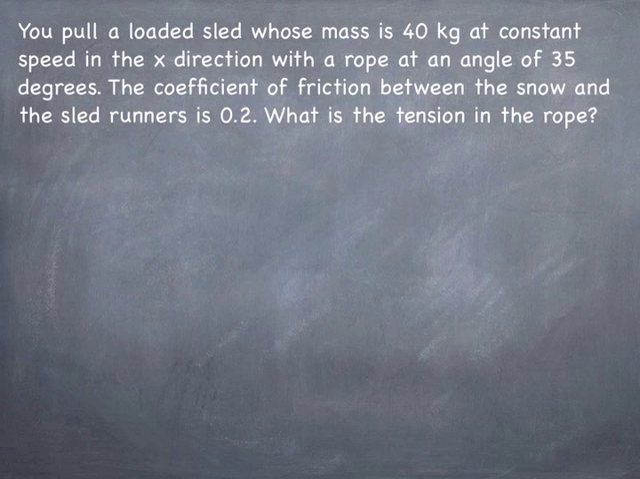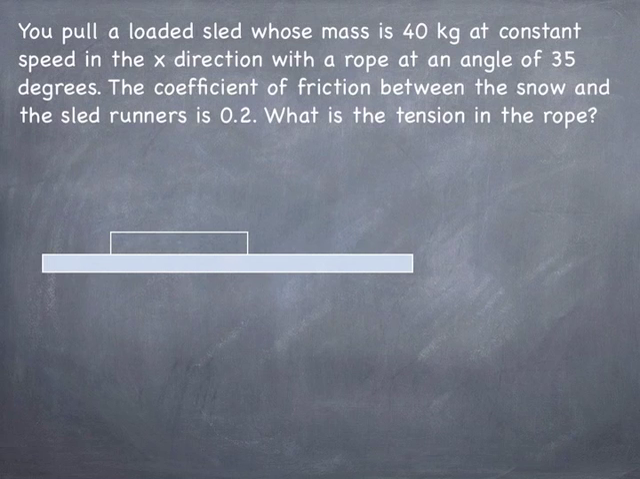So the idea is to draw a free body diagram. So there's my sled. You don't have to be an artist. You just have to have a diagram that indicates what the thing is. There's the snow. And then we have to start identifying forces. So we've got a tension. That's the force of the rope on the sled acting at an angle of 35 degrees. Then we've got the earth pulling down on the sled. We can call that the weight force of the earth pulling down on the sled.